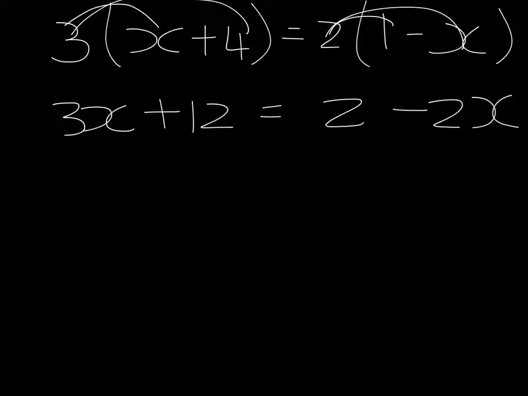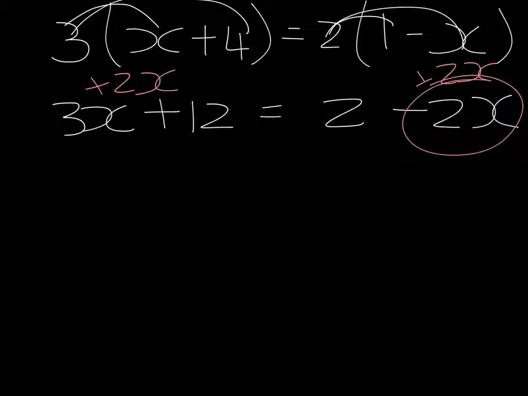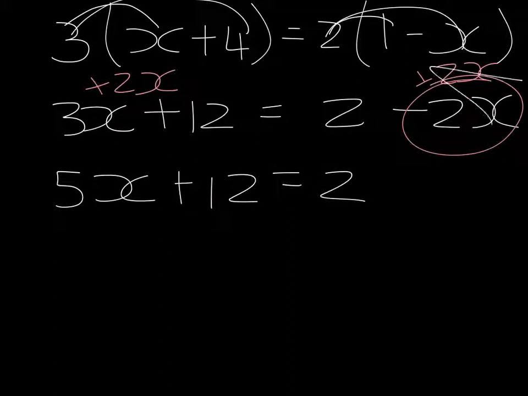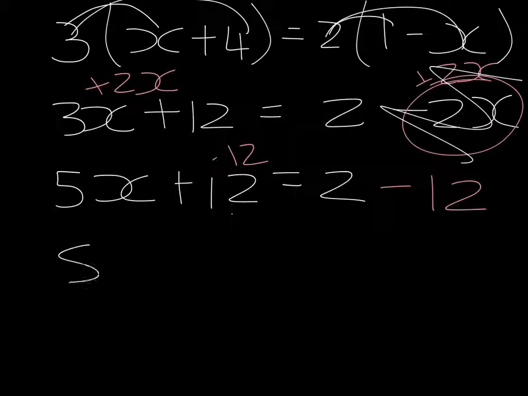So now what do we need to get rid of? We need to get rid of that negative 2x. In order to do that, we say plus 2x, and over here we say plus 2x. So on our next line, we've got 5x plus 12 is equal to 2, because we've eradicated that one. Now we have to eradicate the 12. So we go minus 12, and we go minus 12 there. And we go 5x, and we don't have to worry about that because we've eradicated it.